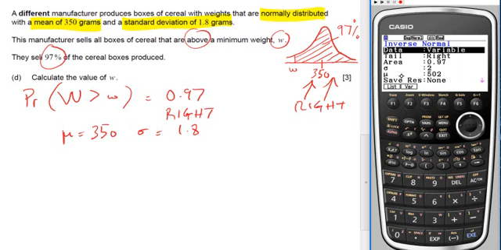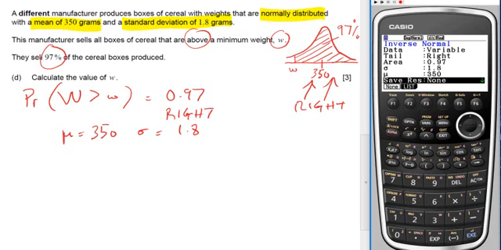Again, it's the var button we should be in. Don't trouble yourself with the list button. And our area can be in the left or the right or the center. We want it to be in the right. We want it to be 0.97. We want our standard deviation to be 1.8. And we want our mean to be 350.